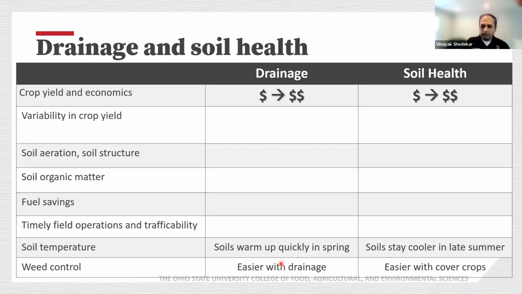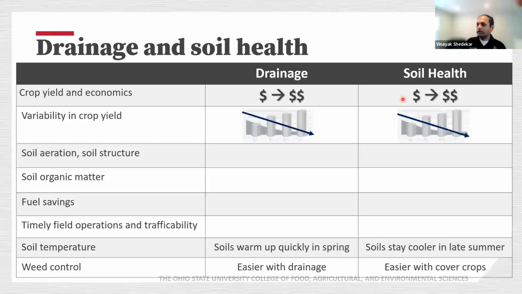Weed control is easier with drainage, was the reported benefit. Weed control is easier with cover crops in general in a healthy soil system. A lot of the research does focus on what is the benefit to crop yield, and if not to the crop yield, the profitability of the farm. And we pretty much have established a better profitability with both of these practices.